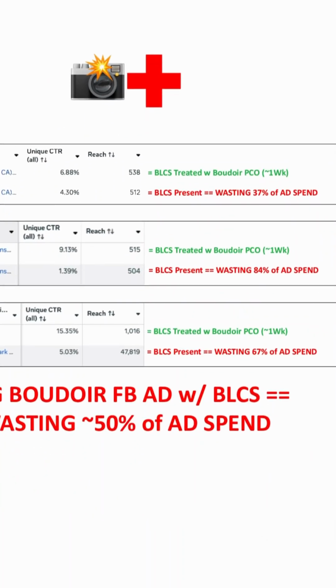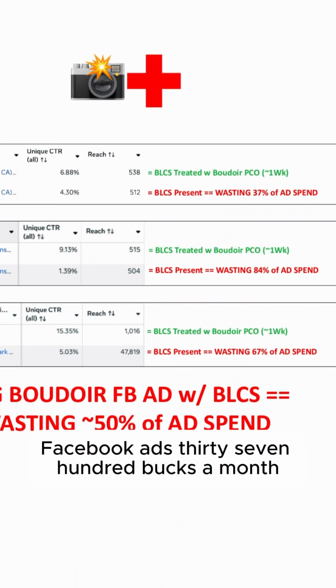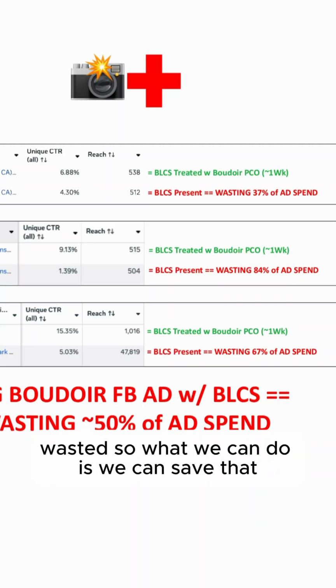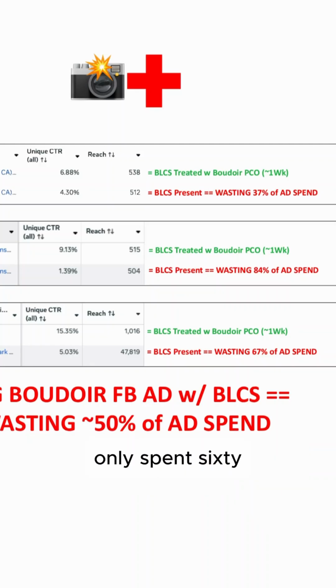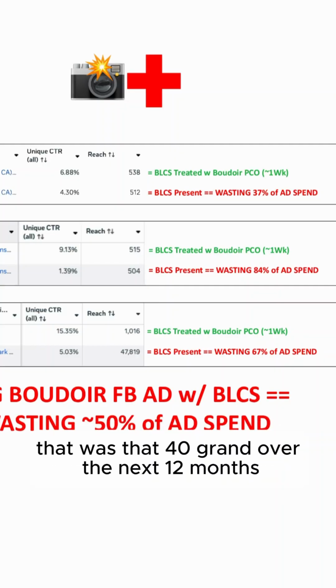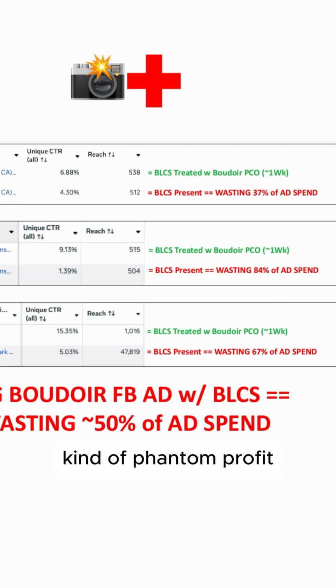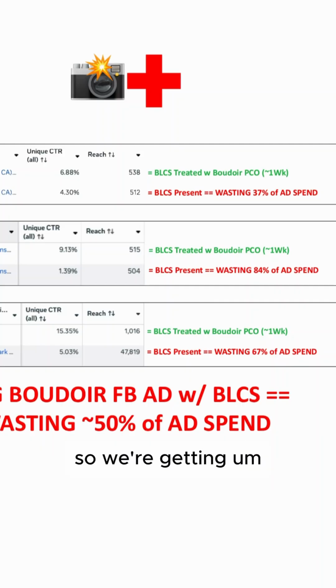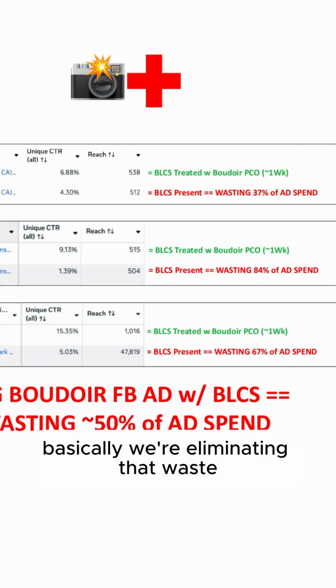So if they're spending 10 grand a month on Boudoir Facebook ads, 3,700 bucks a month, every month is being wasted. So what we can do is we can save that, eliminate that wasted ad spend, only spend 6,300 bucks a month on the new Boudoir Pico treated ads. So pocket that, what's that, 40 grand over the next 12 months, kind of phantom profit back in the business owner's pockets. And that will get our ad into the same number of women's brains as running the original ad at 10 grand a month. So we're eliminating that wasted ad spend, putting it back in our pocket.